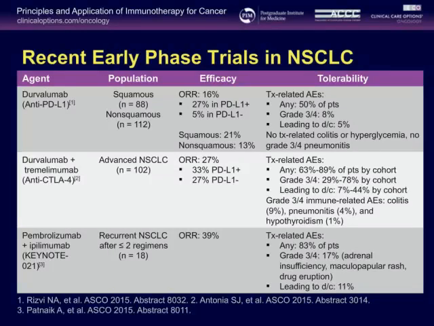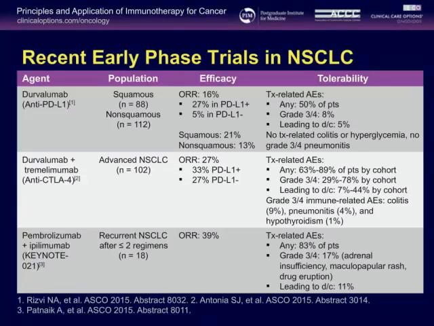When we look at this combination with durvalumab plus an anti-CTLA-4 antibody, which is tremelimumab, you're seeing slightly higher response rates, closer to 30%. Somewhat higher toxicities as well. There's been data looking at pembrolizumab plus ipilimumab with a response rate around 40%, somewhat higher toxicity than what we see with the drug alone.